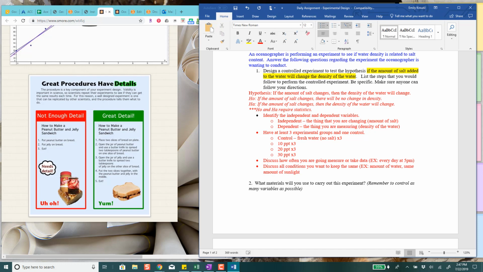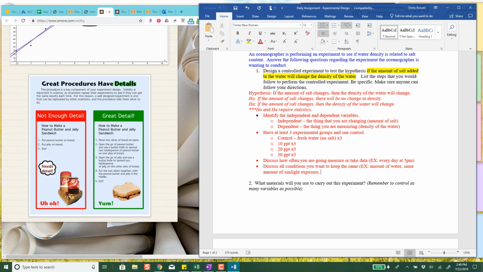Now, that doesn't really make a lot of sense in this experiment because you're just going to make up these 3 groups and then measure the density, right? But for an experiment that would go over time, you would want to make sure your sunlight exposure was the same, the temperature was the same. That might be important for this one, the temperature being the same. You know, if you're doing an experiment with animals, you'd want the same number of subjects in each.